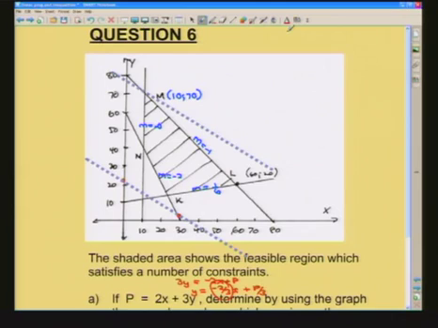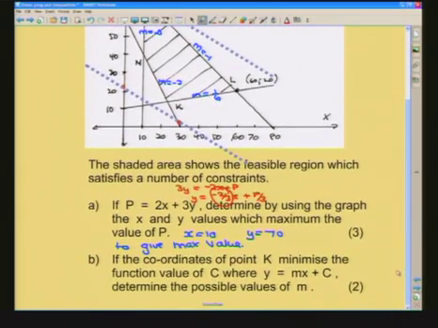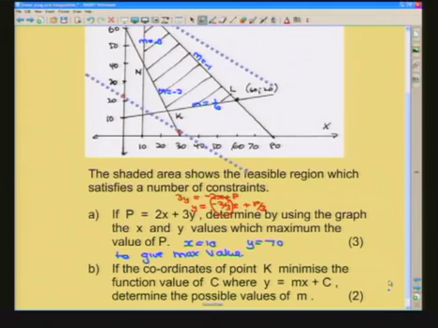Right, so I just happily jump to the bottom of the page. Let's go to the next question. It says, if the coordinate of point K minimizes the function value of C, where y equals mx plus c, find possible values of m.